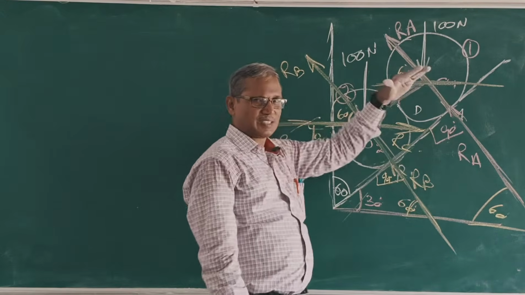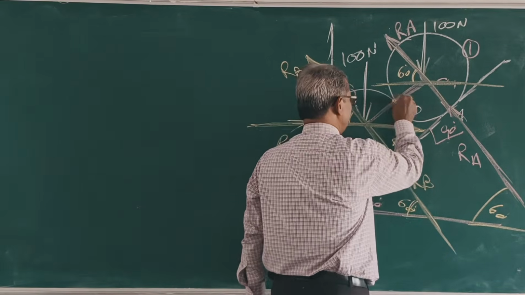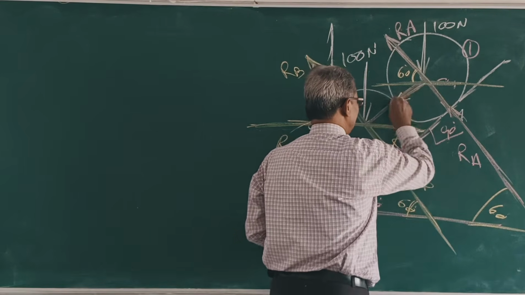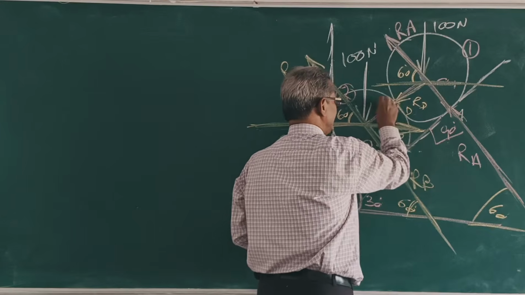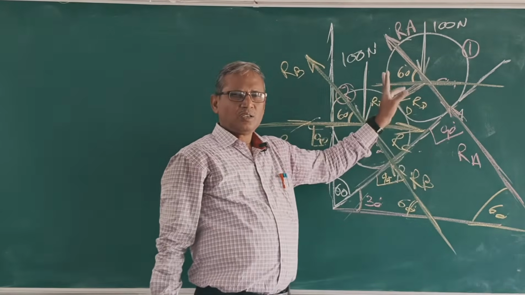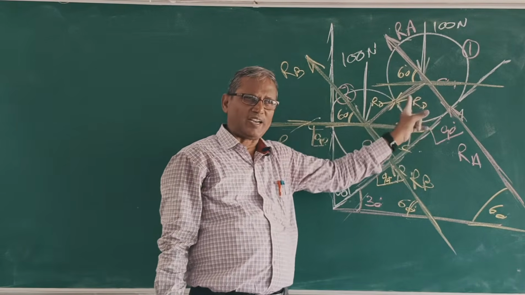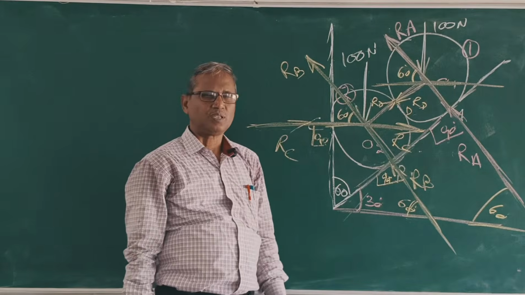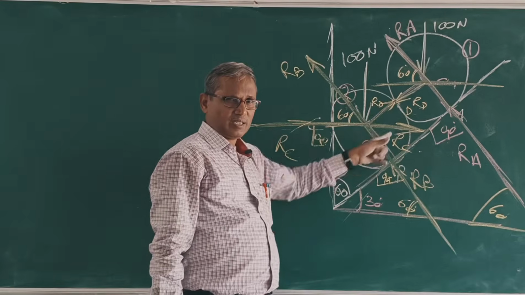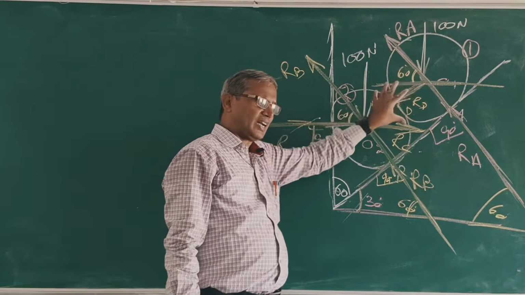Again another reaction RD. This is point D. This is RD. Both are equal and opposite. Both reactions must be equal and opposite to maintain the system in equilibrium. If this is more, it will push toward this side. If this RD is more, it will push upward. So both RD must be equal and opposite to each other.